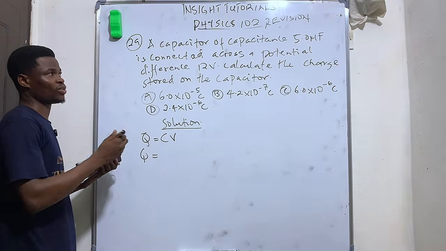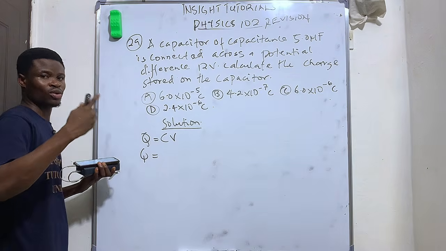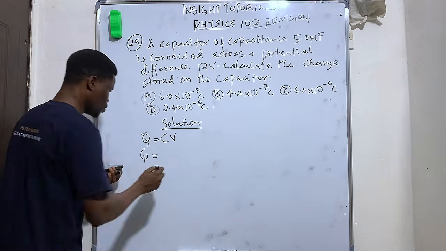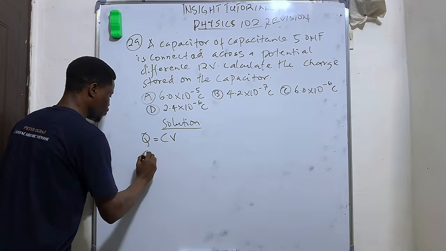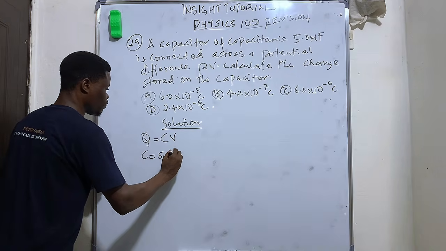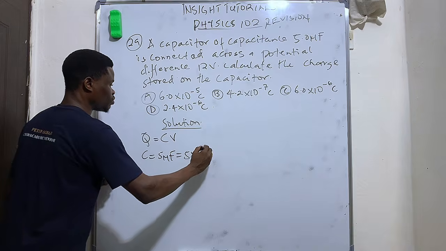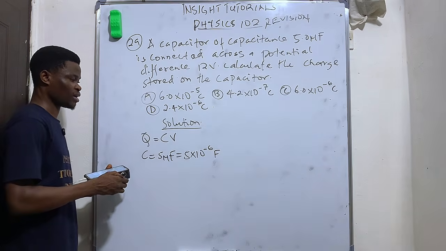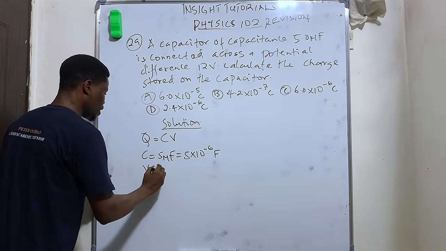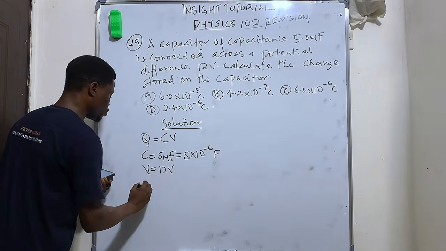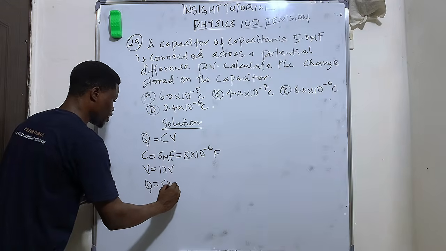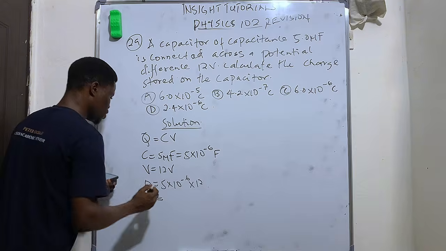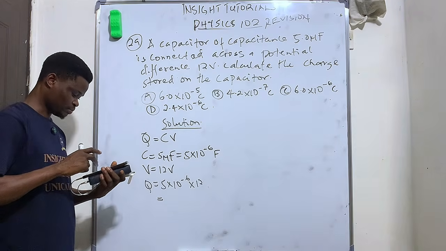And how are we going to do that? Anything in micro, you multiply by 10 raised to the power of negative 6. So this is what we're going to do right now. Let us convert the capacitance: 5 microfarad equals 5 times 10 raised to the power of negative 6 in farad. Then our voltage was given as 12 volts. Therefore, our charge is going to be 5 times 10 to the power of negative 6 times 12. And so we're going to multiply that.